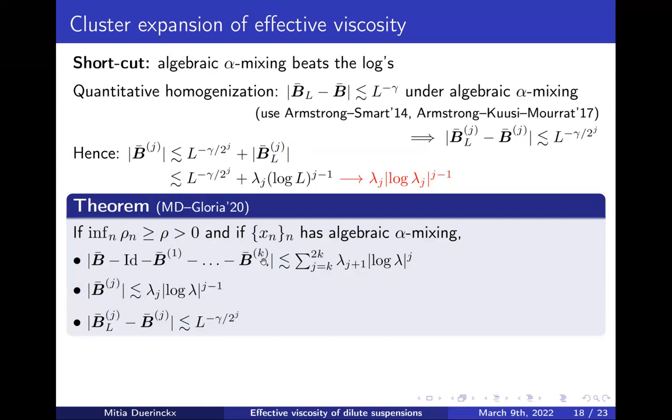You can show that you can do the expansion up to order k. The error is lambda to the k plus 1 up to logarithm. The jth term is indeed of order lambda to the j up to logarithm. And you even have a convergence rate in the infinite volume limit. So this looks great. Essentially, you solve the problem to any order. But of course, there are a couple of questions.